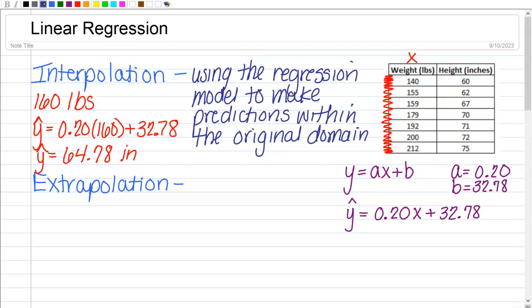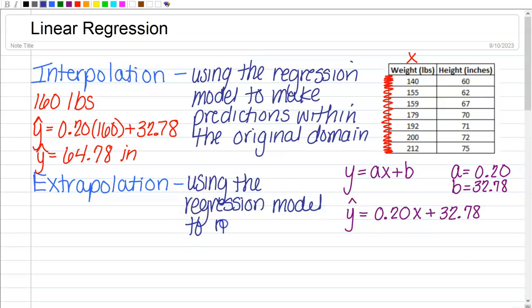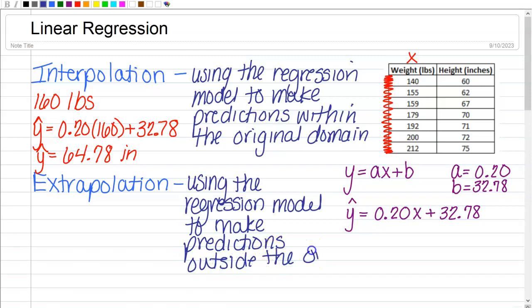Extrapolation also involves making predictions, but extrapolation is when we use the regression model to make predictions outside the original domain.